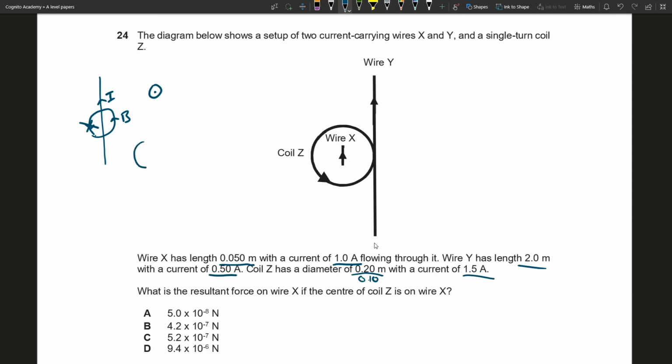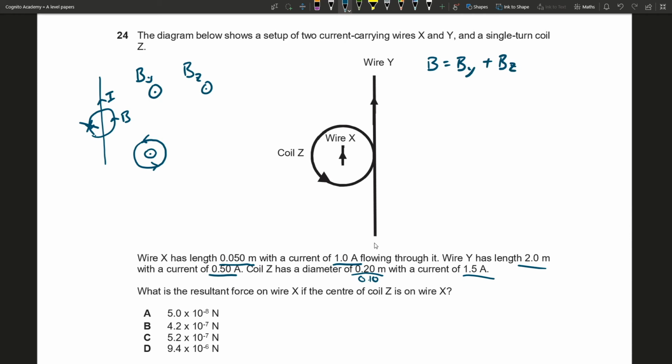Same thing with coil Z. If we use our right hand curl rule, we realize that the magnetic field coming out of coil Z is also coming out of the plane of the paper. So BY and BZ are both in the same direction, and to find the total magnetic field strength at the point at which wire X is at, we just have to take B equals the magnetic field from wire Y plus the magnetic field from coil Z.